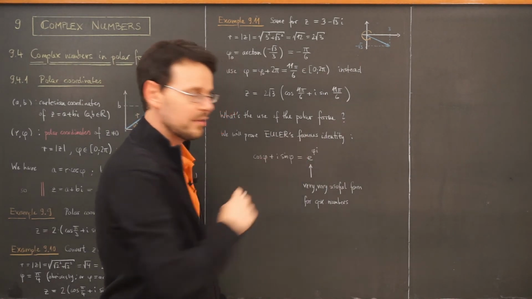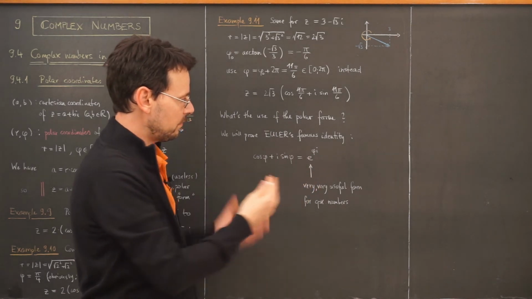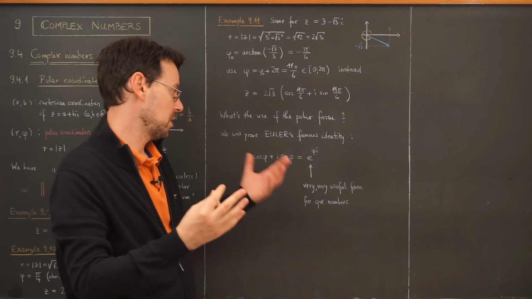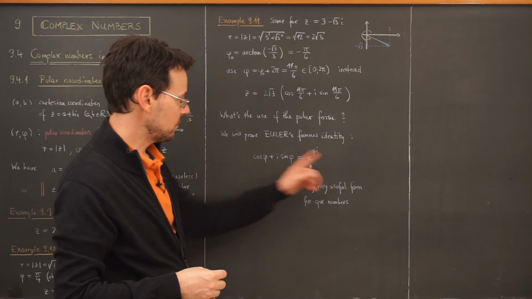This brings a lot of advantages when dealing with complex numbers, and this is one of the most important formulas in complex number theory, or in a lot of areas of math. It's very, very useful to have this identity.